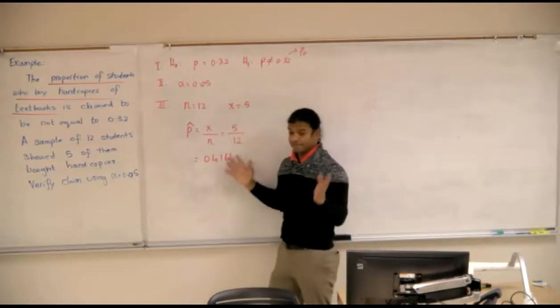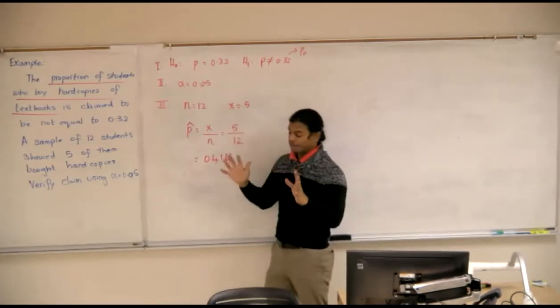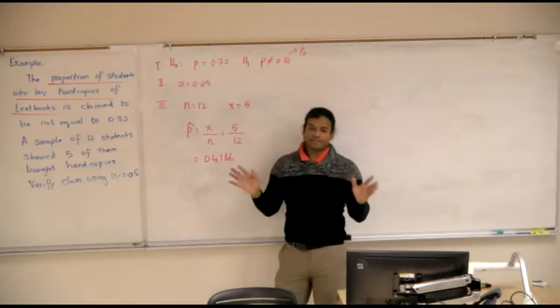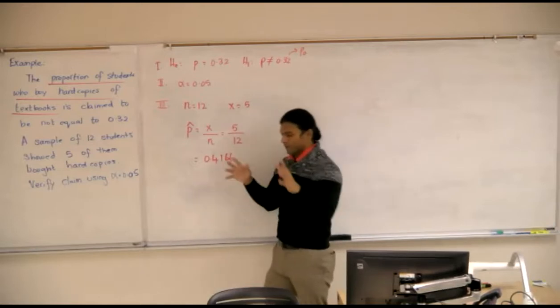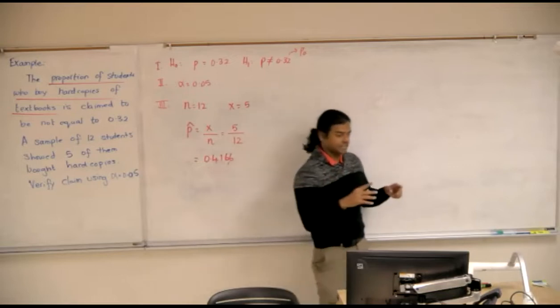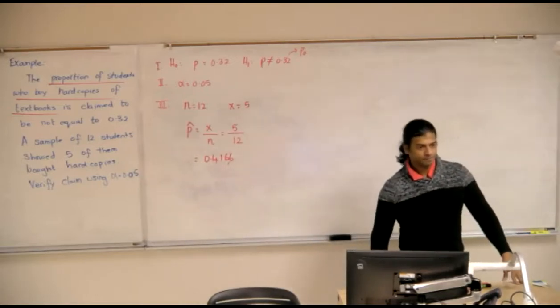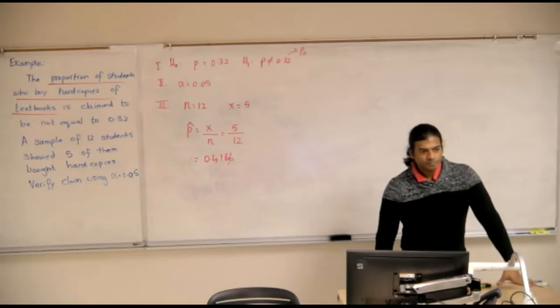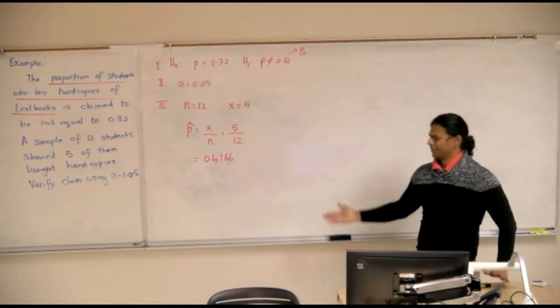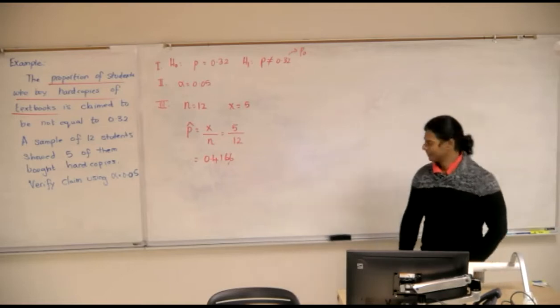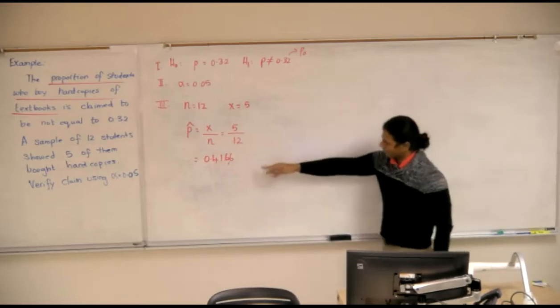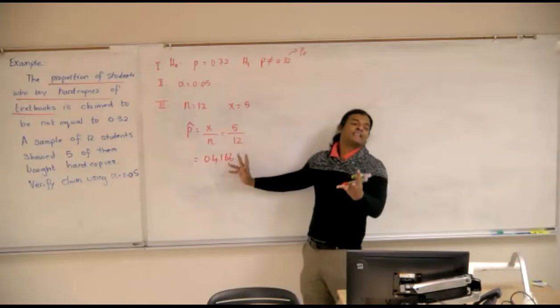Obviously, 0.4166 is not equal to 0.32, so one may say the claim is true. We found evidence toward the claim, but we can't jump to conclusion. Even though it is not equal to, we want to determine if it is statistically significant or not. If you want, you can write it as 0.4167.